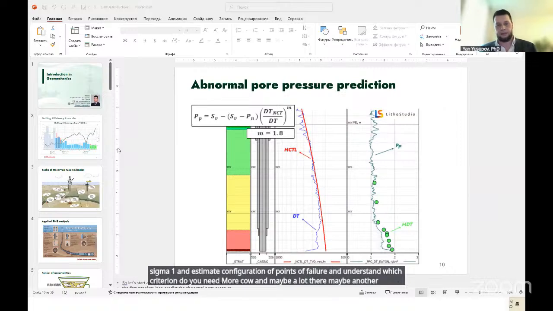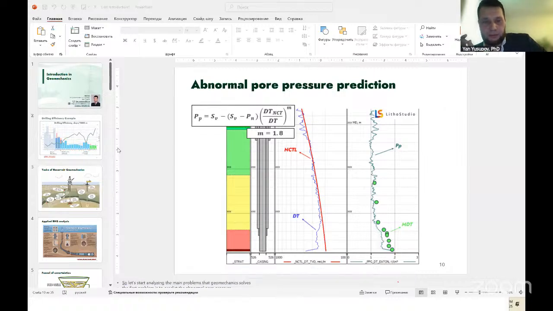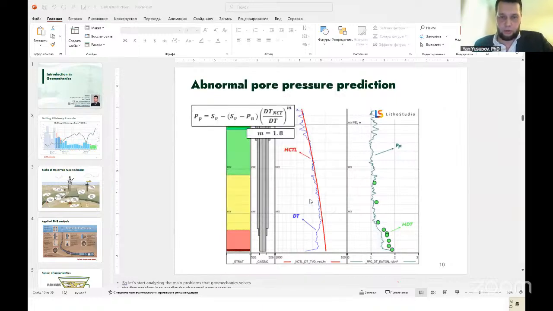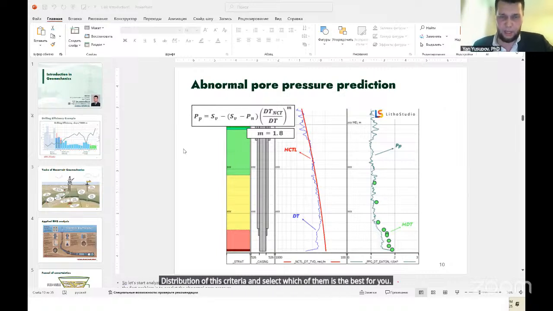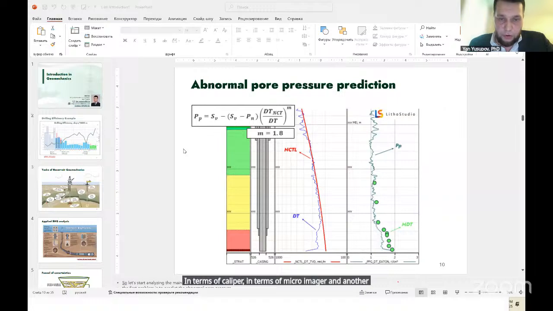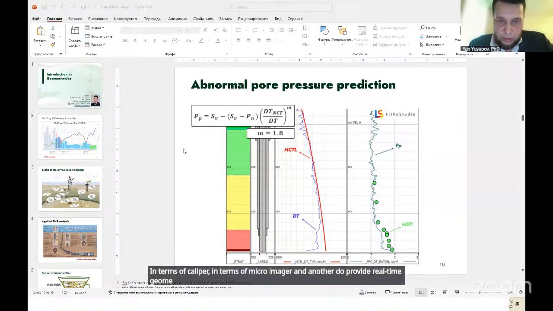And the second type of selection of criteria: calculate, for example, 3 or 4 distributions of these criteria and select which of them is the best for you in terms of caliper, in terms of microimager and another.